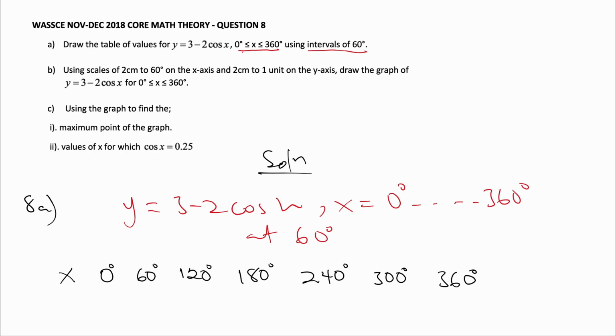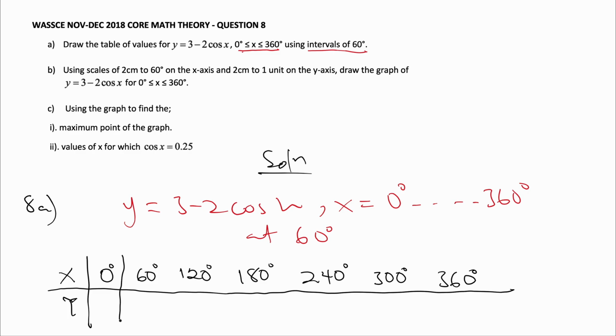So what this means is, we take 0 degrees, we add 60, we have 60 degrees. We add 60 to 60 degrees, we have 120 degrees. We add 60 to 120, we have 180 degrees. We add 60 to 180, we have 240. So that's how we get our x values. We are finding our y values using the relation y is equal to 3 minus 2 cos x. So first, let's draw the structure.